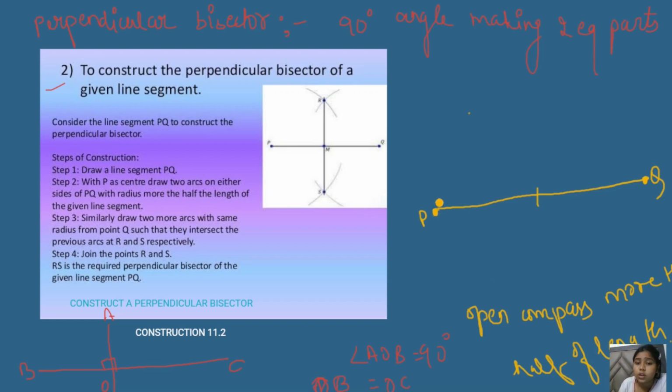So here you have to put the pointer, here you have to put the pencil, and by taking this distance you have to make an arc like this and you have to make another arc like this. Now you have to just put the pointer on point Q. When you put the pointer on Q, open the compass more than half, and then draw another arc like this, so that both the arcs intersect with each other.